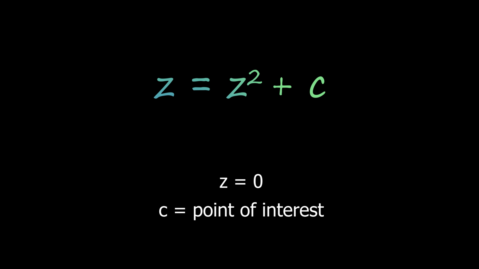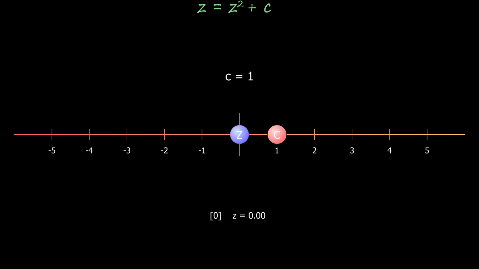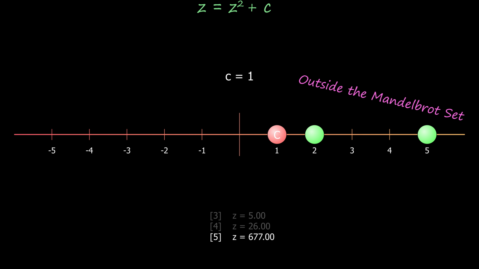Let's try c equals 1. Our ball starts at 0, then on the first iteration, z equals 1. Then 2, 5, 26, and it quickly shoots off towards infinity, never to return. Because the orbit heads towards infinity, 1 is not part of the Mandelbrot set.